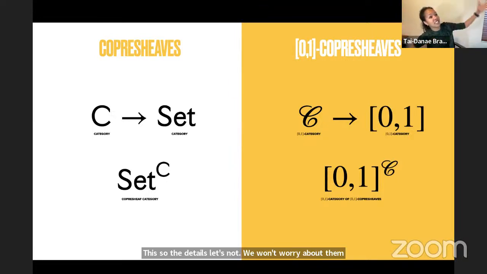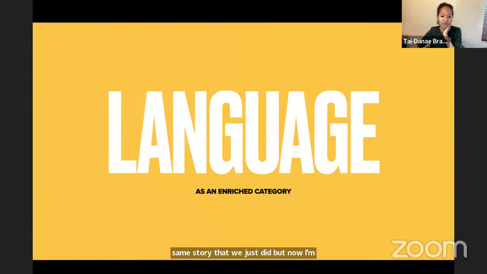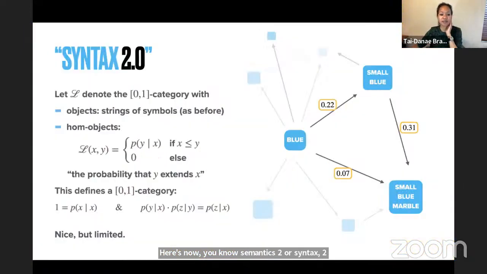I just want to repeat the same story that we just did, but now I replace the category of sets with the unit interval. So I'll summarize and give you the punchline. Here's what happens when you do that. Here's now semantics 2.0 or syntax 2.0, or language as an enriched category. Just like earlier, I had a category with an arrow if one expression is contained in the other. I'm going to now have the exact same thing and do exactly what I said I wish we could do, namely decorate it with a conditional probability. The punchline is that this fits exactly into this framework of enriched category theory.